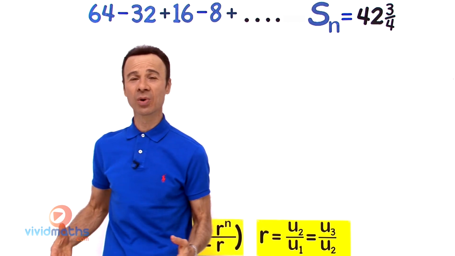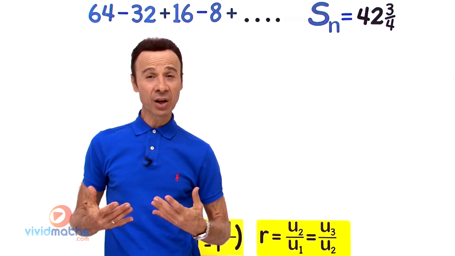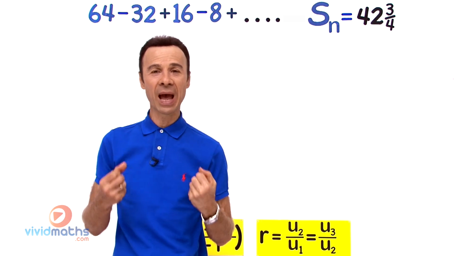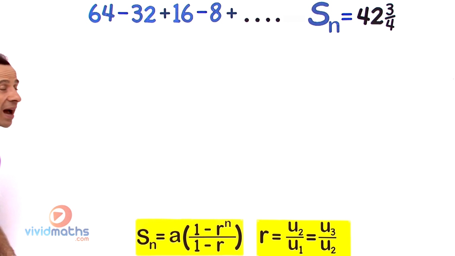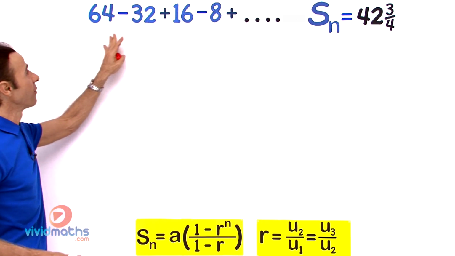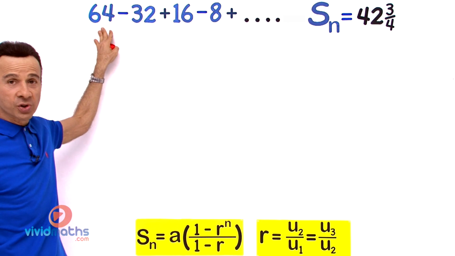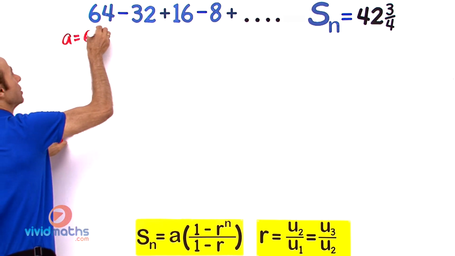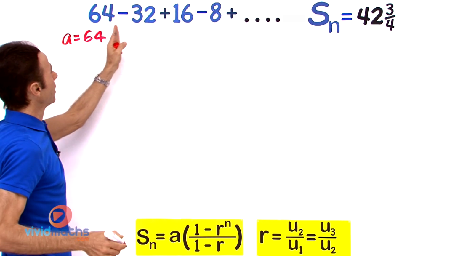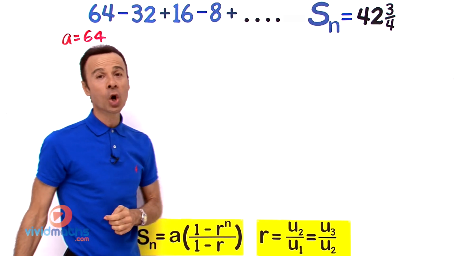So how are we going to do this? Well, let's get resourceful and identify what data we have to begin with. The clues are in the question. What do we have? We have A, the first term, which is given to us. So let's write that down. A equals 64.